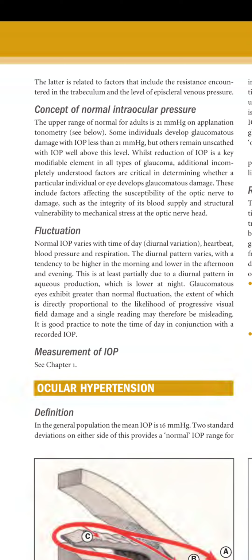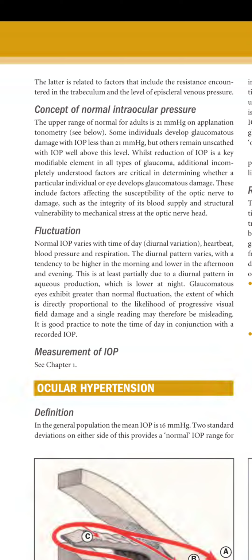So fluctuation. Normal IOP varies with the time of the day, diurnal variation, heartbeat, blood pressure, and respiration. So IOP is basically the pressure of the eye that can usually change with the time of the day. It can occur with the pulse rate, blood pressure, and respiration. The diurnal pattern varies with the tendency to be higher in the morning and lower in the afternoon and evening. This is at least partially due to a diurnal pattern in the aqueous production, which is lower at night. So in the morning we will have a spike of IOP. Why? Because the production is lower at night.